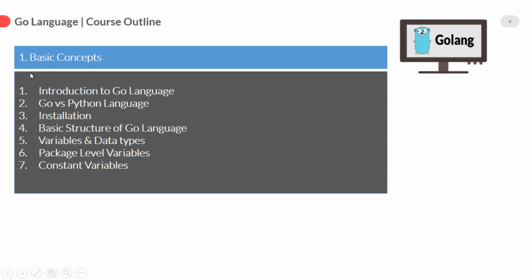Here is the amazing outline. In section number 1, which is basic concepts: introduction to Go language, Go versus Python language, installation on your computer, basic structure of Go language, which is very interesting for you, variables and data types, package level variables, constant variables.